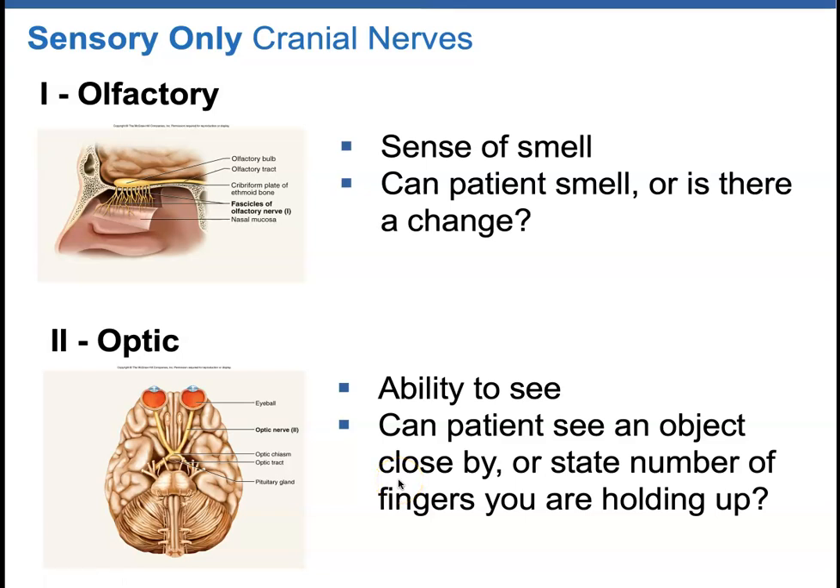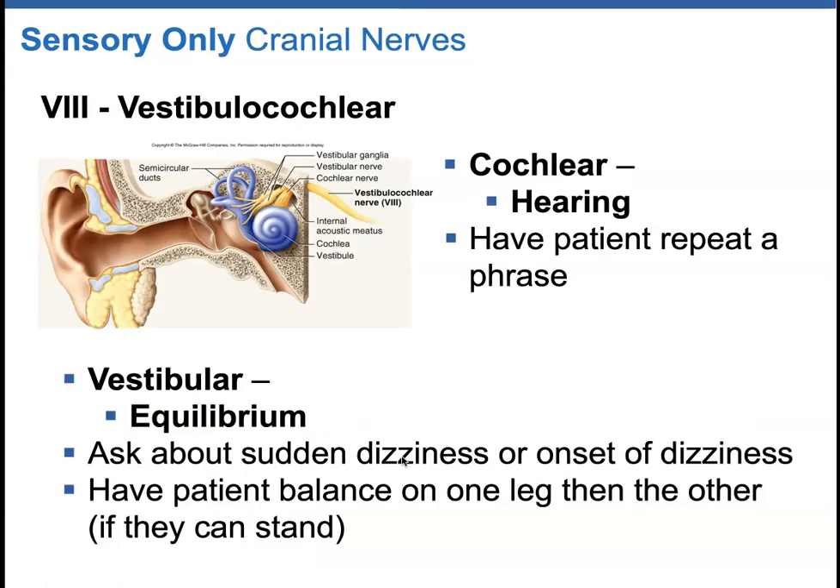What's also cool about the cranial nerves is you can actually test these with your patients if you're suspecting that somebody's having some kind of stroke. Olfactory, you just ask them if they can smell things or if they've lost their sense of smell. For optic, obviously, if they can see an object, or you can hold up your fingers and ask them how many fingers do you see, right? That's an easy way to test that.